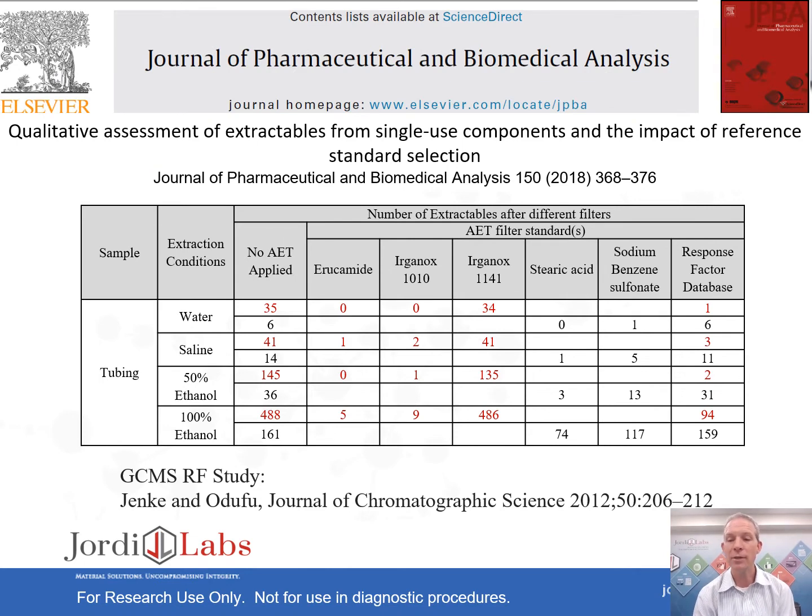Now you might ask, how significant is this problem in actual practice? And in 2018, we published a study in the Journal of Pharmaceutical and Biomedical Analysis where we showed how the number of compounds that is considered to be above the AET changes as a function of which standard was used. And you can see here that it is quite dramatic. We can go from a very low number of compounds to a very significant number of compounds just based on which standard was applied to set the AET threshold.